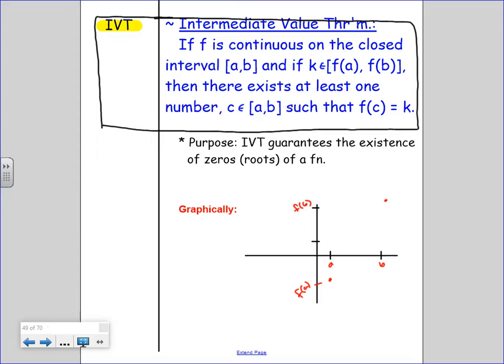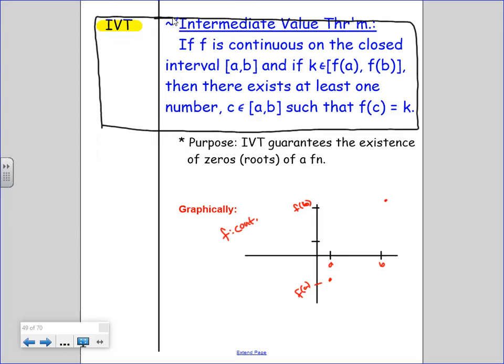Here's the long story short. If this is all you had, just 2 points and their y values, and if you knew that f was continuous, here's my question. Why does there have to be a 0 somewhere in between a and b? It has to cross the x-axis. If you're going to connect these two without picking up your pencil, what's it going to have to go through?